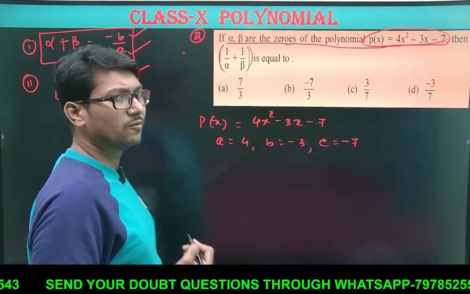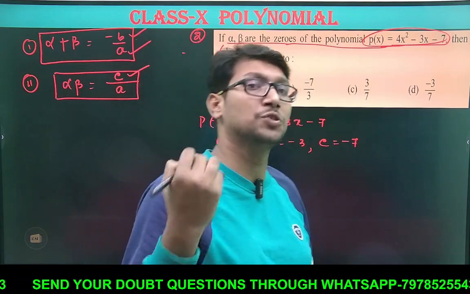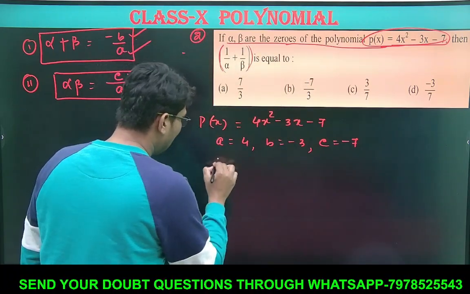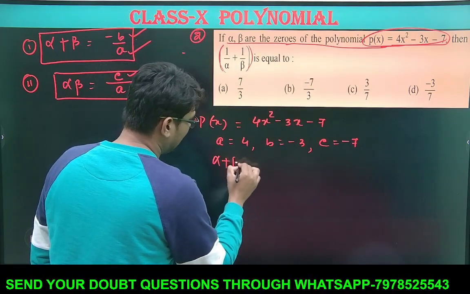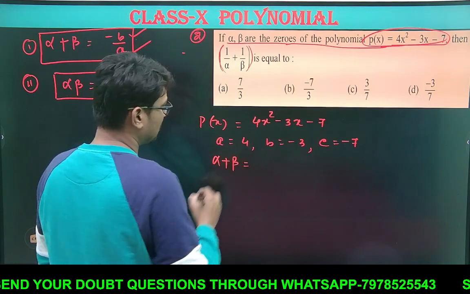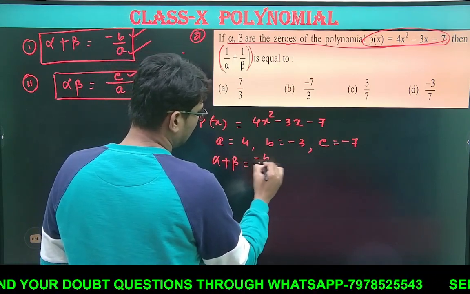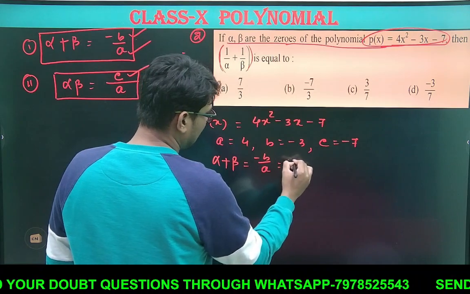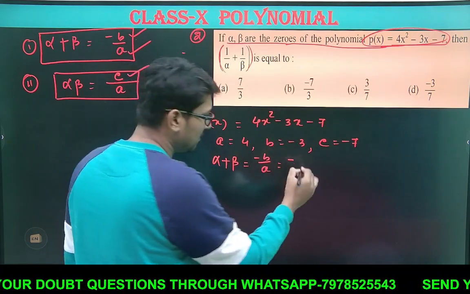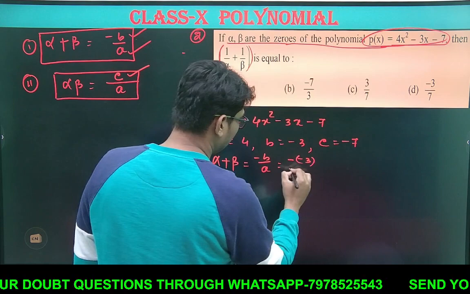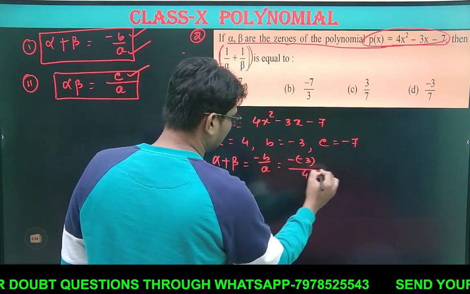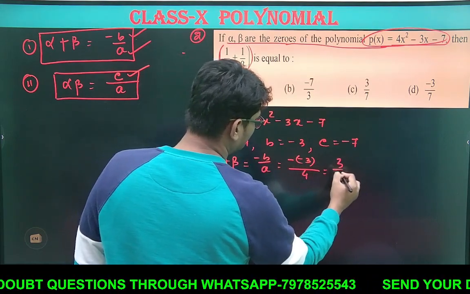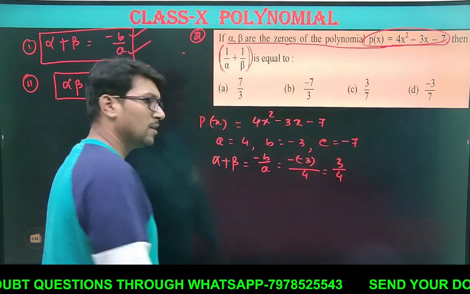Hence, what we have to find is the sum of zeros. Let us see how much. Alpha plus beta equals minus b by a. So minus b value is minus of minus 3, divided by a. The a value is 4. Hence it will become 3 by 4. 3 by 4 is the sum of zeros.